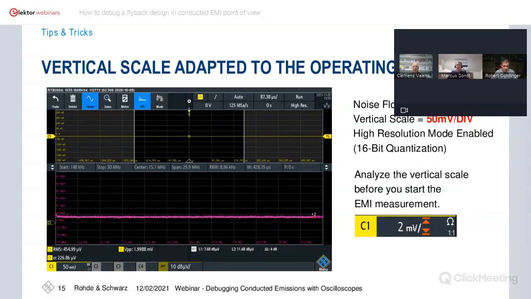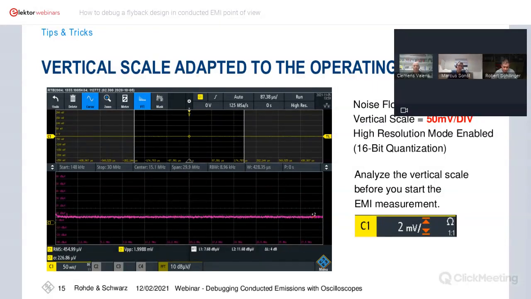To show you that effect, I did some analysis of the amplitudes, and I had to choose a vertical scale of 50 millivolt per division. I again enabled the high resolution mode to have lower noise. The result was that I had a noise floor of 8 dB microvolt. The DUT is still switched off in this measurement. And this is a more practical value. So 8 dB microvolt is basically what you can expect when you have a reasonable vertical scale.